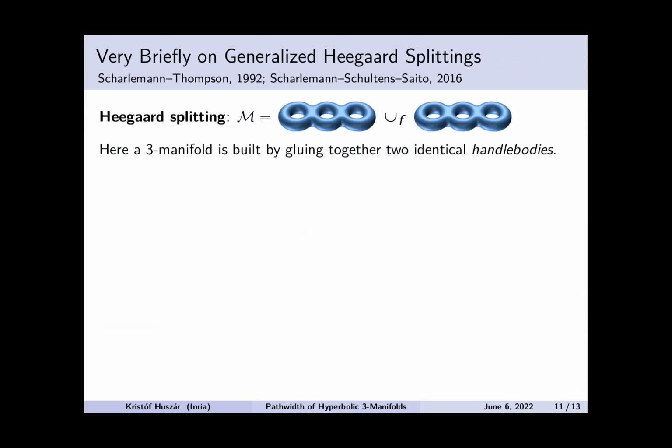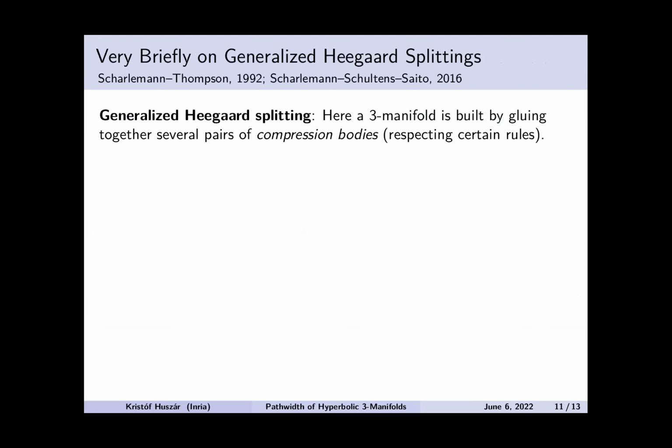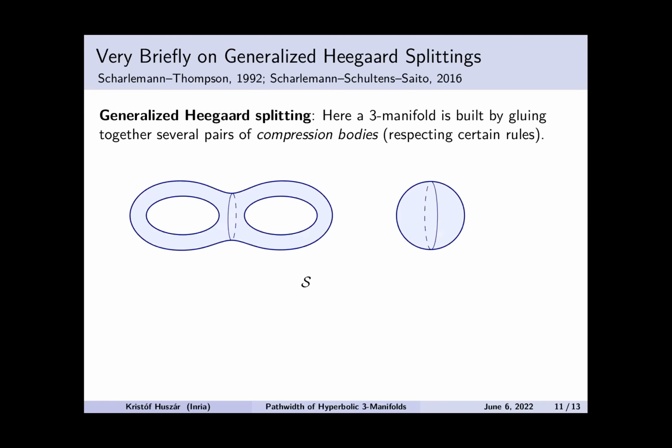So very briefly, I would like to say a few words about generalized Heegaard splittings. Probably all of you, or many of you, know classical Heegaard splittings, where a three-manifold is built by gluing together two identical handlebodies. In the case of a generalized Heegaard splitting, a three-manifold is built by gluing together several pairs of compression bodies following certain rules. So what is a compression body?